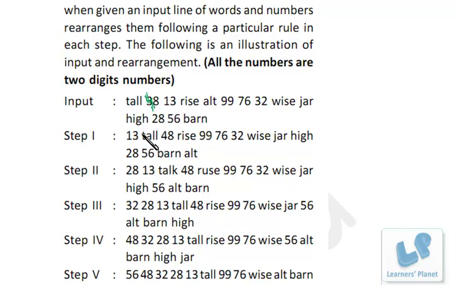Okay, so in the first step, if we can see, input is this and step 1 is this. 13 is shifted to first place and 48 rise. Alt is shifted to last place. That means in a single step, two events are happening: movement of a number and movement of a word. That means in the second step, 13 is shifted to the second place and the immediate bigger number than 13 is taken as first place. And similarly, in alphabetical order, B comes after A, so B has taken second place.